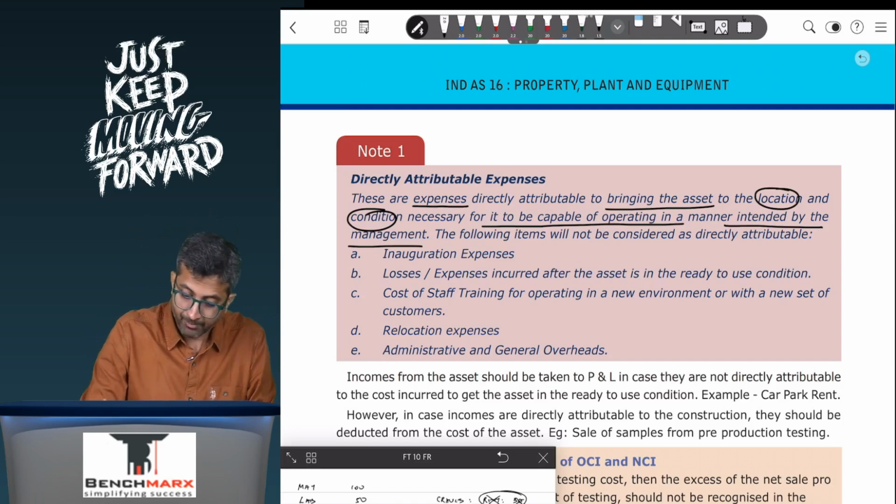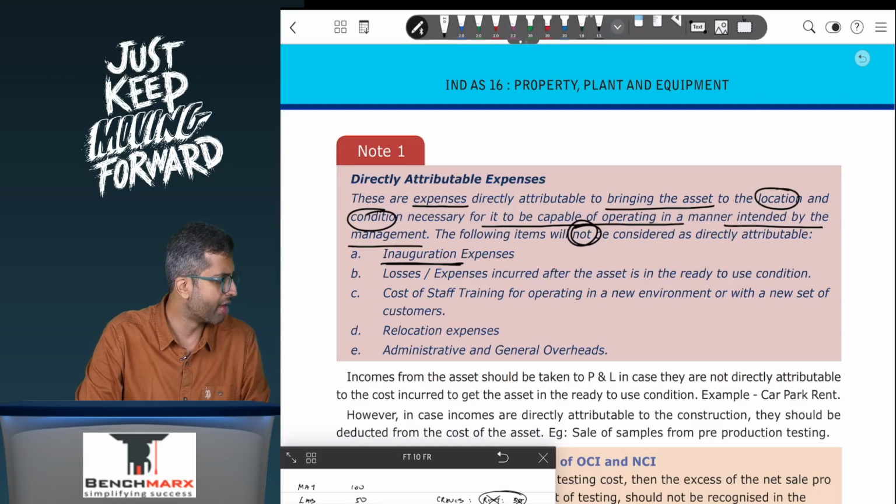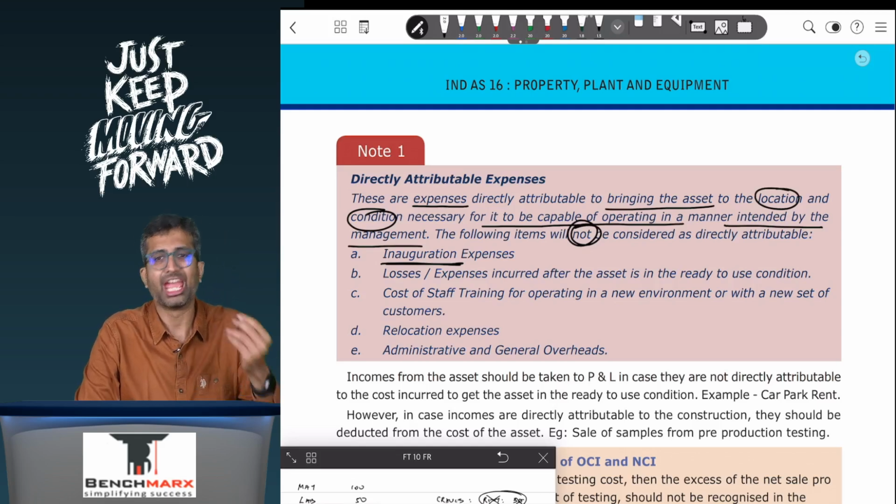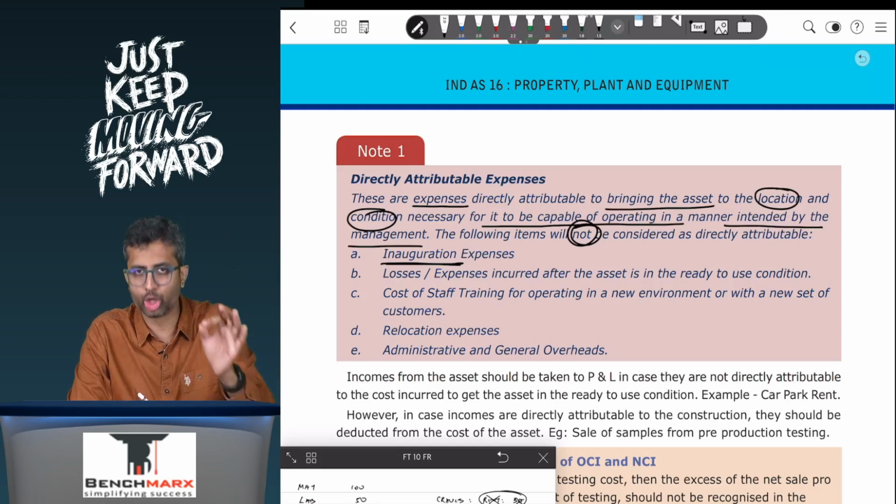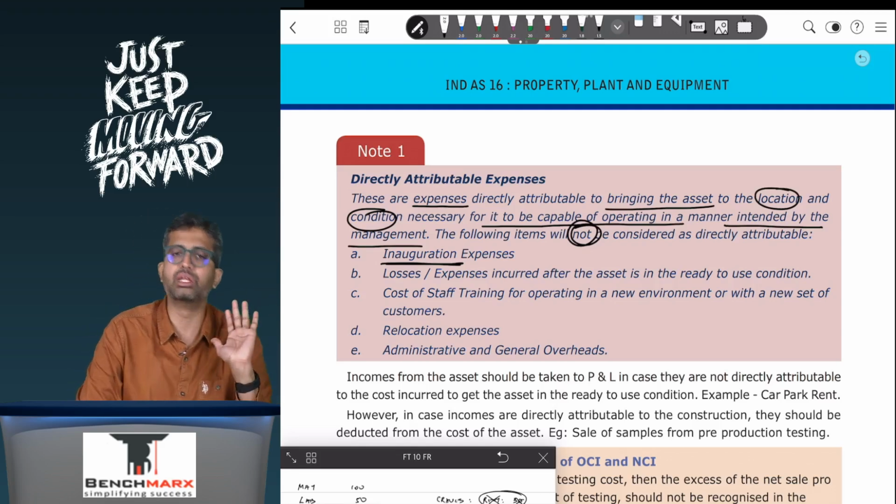Point number 1. The following items will not be considered as directly attributable. First is inauguration expenses. Are we clear with this? Second, any expenses or losses after the asset is ready for use.